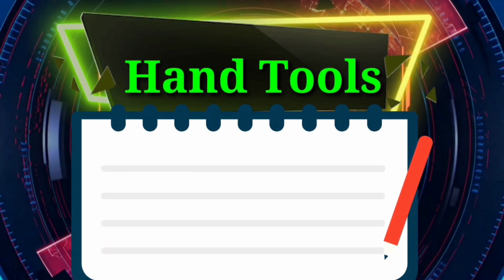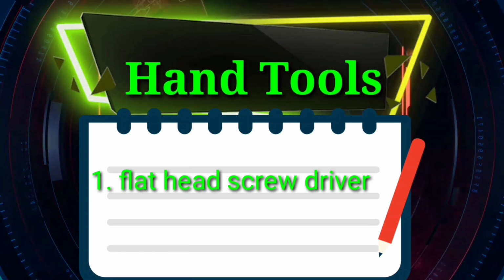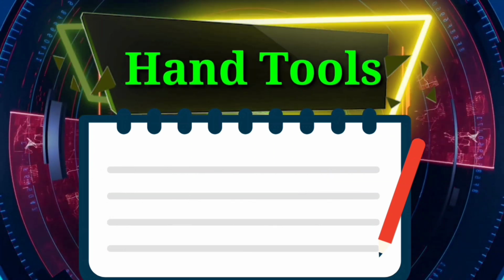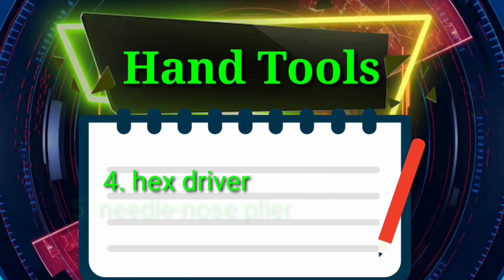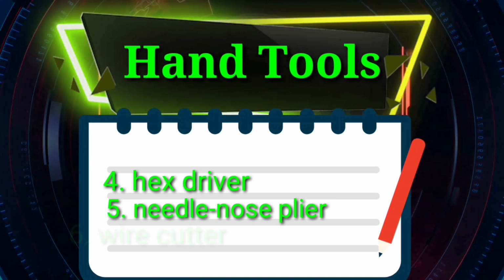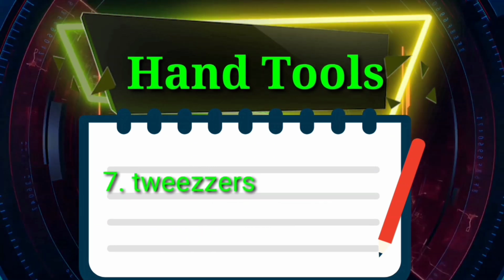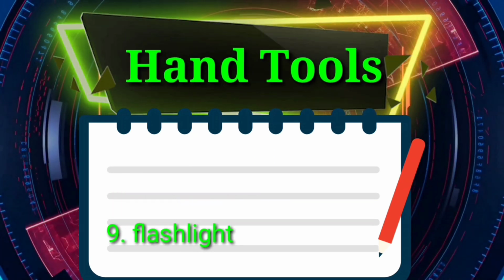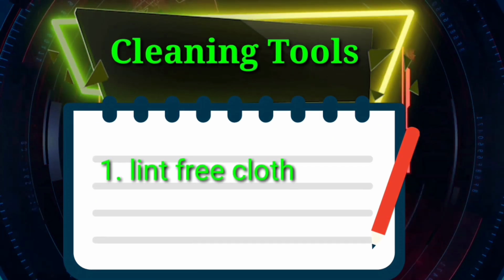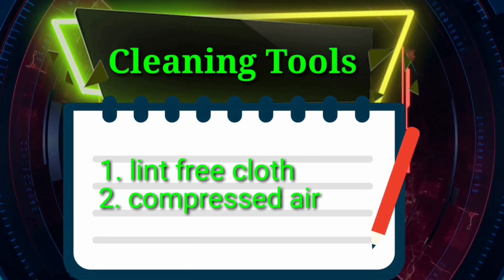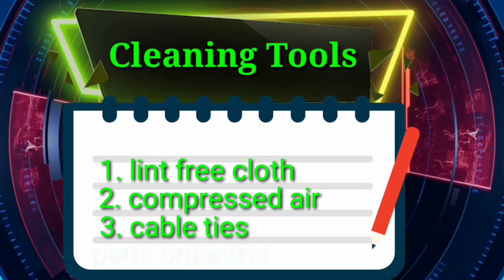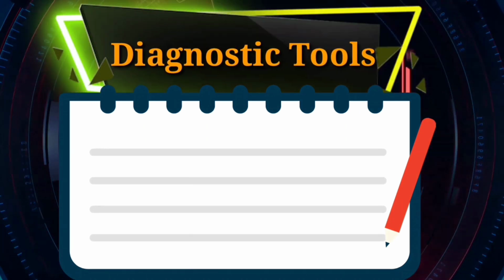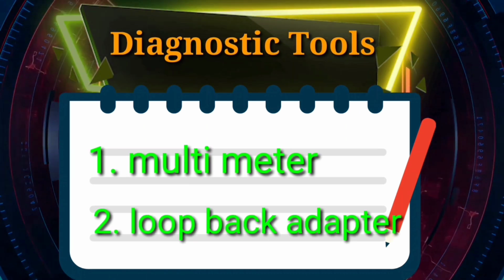For hand tools, we have flathead screwdriver, Phillips head screwdriver, Torx screwdriver, hex driver, needle nose plier, wire cutter, tweezers, part retriever, and flashlight. For cleaning tools, we have lint-free cloth, compressed air, cable ties, and parts organizer. And for diagnostic tools, we have multimeter and loopback adapter.